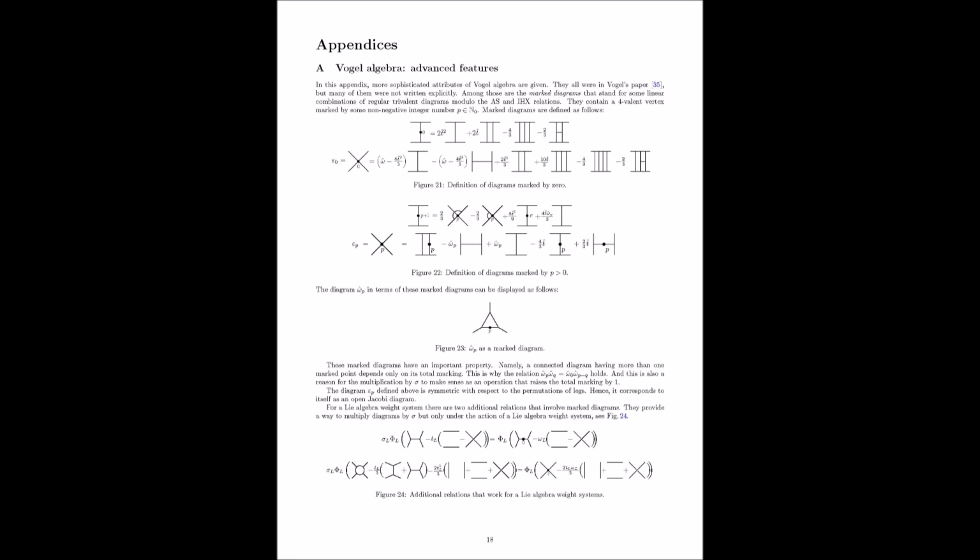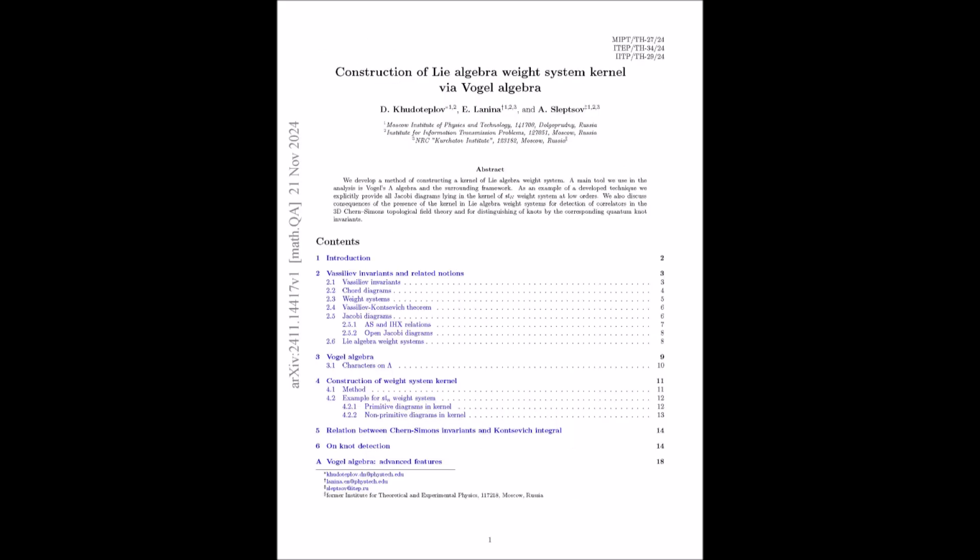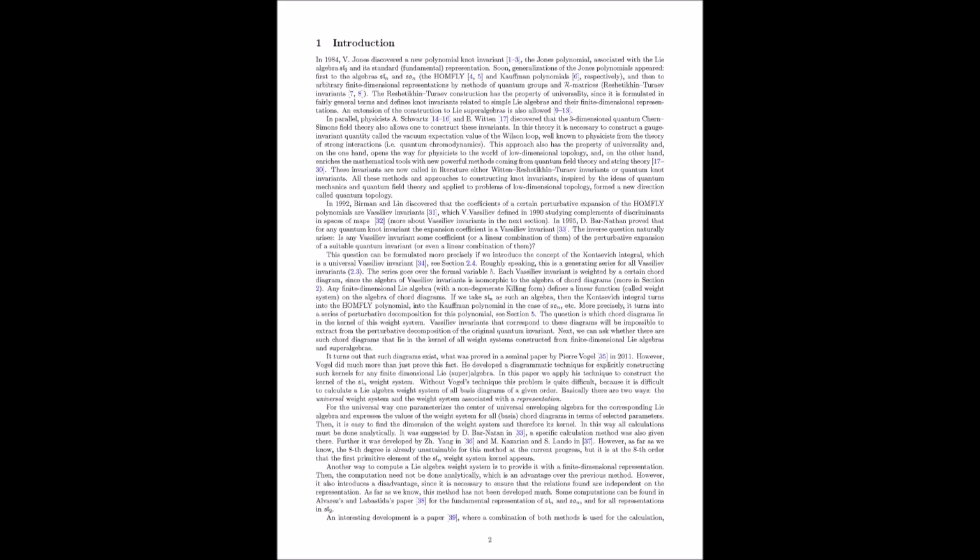Right. That means we can use A to study and work with these primitive diagrams. It gives us a powerful tool to understand knot invariants. So A is like a control panel for these diagrams, helping us see how they work. I like that way of putting it.